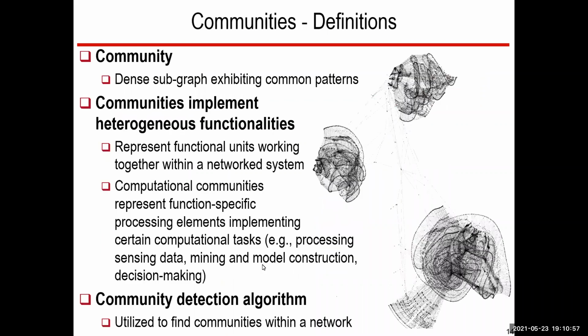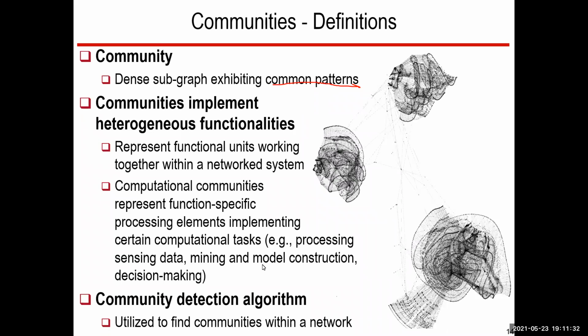Next comes community detection. What is a community? It is a dense subgraph exhibiting common patterns. Communities implement heterogeneous functionalities, so in hardware, there may be some required processing elements. In networking, they may correspond to groups of people with the same interest. Therefore, community detection is an approach to find out communities in a network.